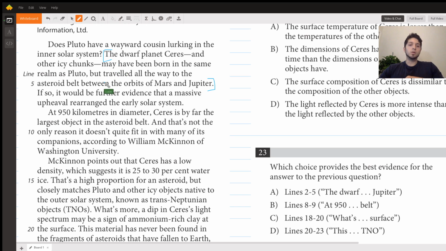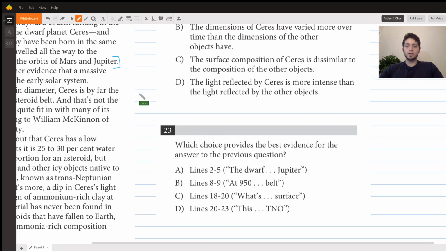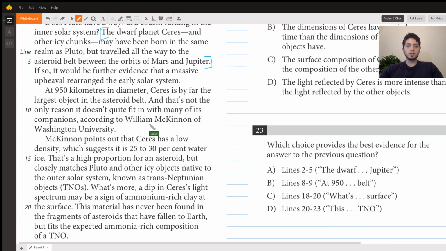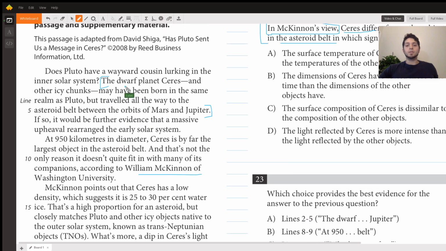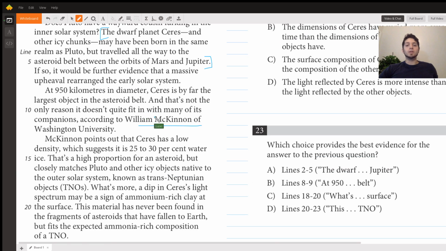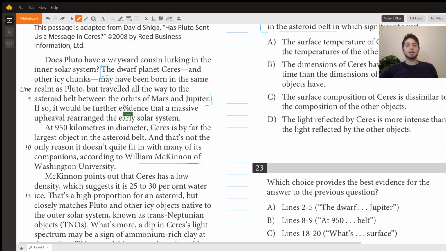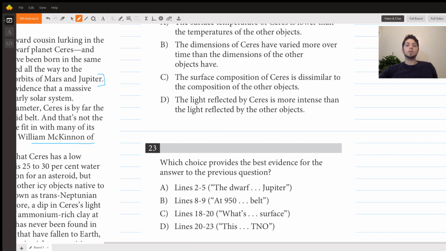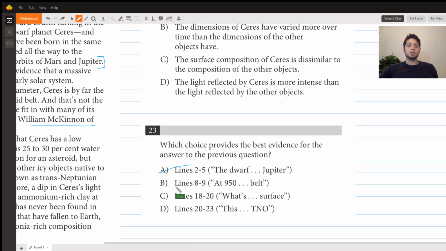Here's the problem, though. Nowhere here is it mentioned that this is a perspective from McKinnon. In fact, McKinnon is not really mentioned until down here, line 11. It's really unlikely that McKinnon is going to be mentioned later and for this to be his perspective here. Things tend to fall in a pretty linear order. So if he's mentioned down here, it's not likely that this is his quote. If we read through, we find there's no evidence for that at all. So for that reason alone, we can get rid of A, which is going to help us out.